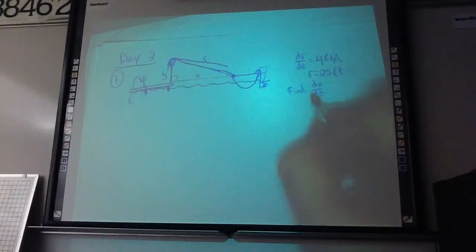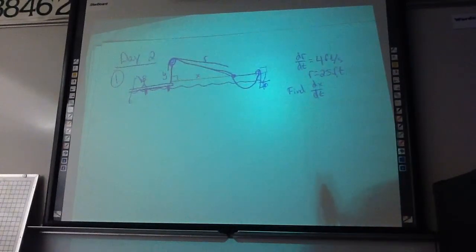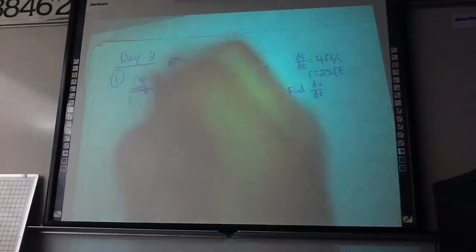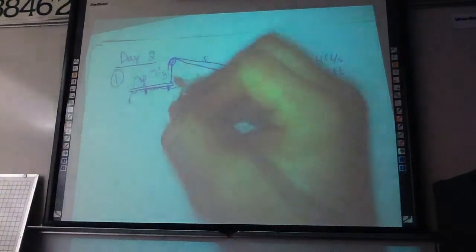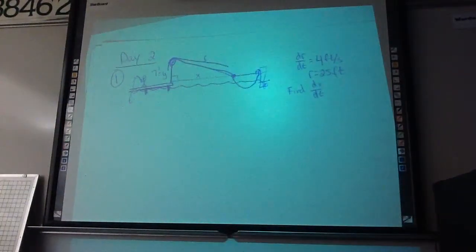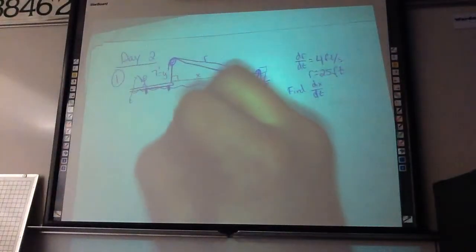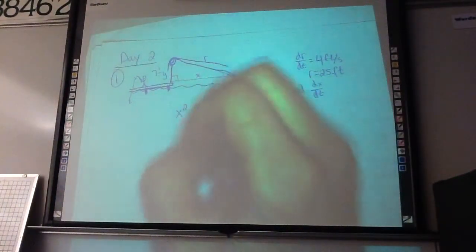So there's what we know, there's what we're finding. What do we know? We know y is 7 feet. Y is a constant, because that's not going to move. So what's our equation going to be? X squared plus 7 squared equals R squared, sorry, I used Z.